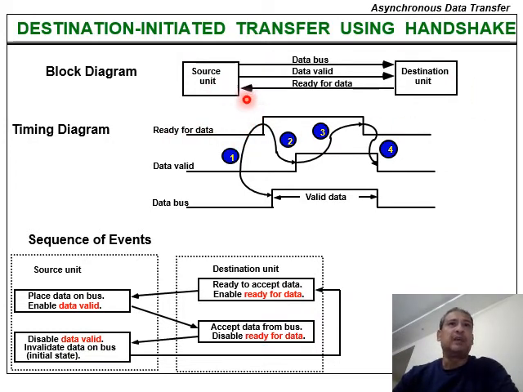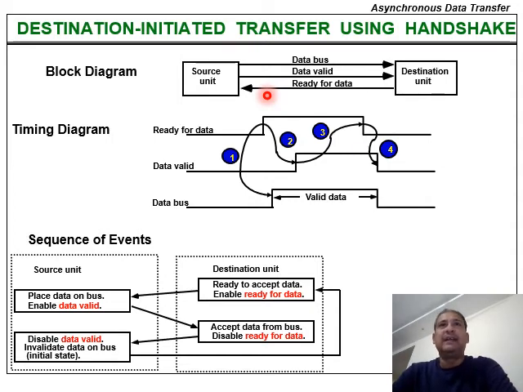Once the source unit sees this ready for data signal, it puts the data on the data bus and enables the data valid signal, telling the destination unit that now the data that is there on the data bus is a fresh piece of data. So the source unit places the data on the data bus and enables the data valid signal. Once the destination unit gets the data valid signal, it knows that the fresh piece of data has been placed on the data bus.